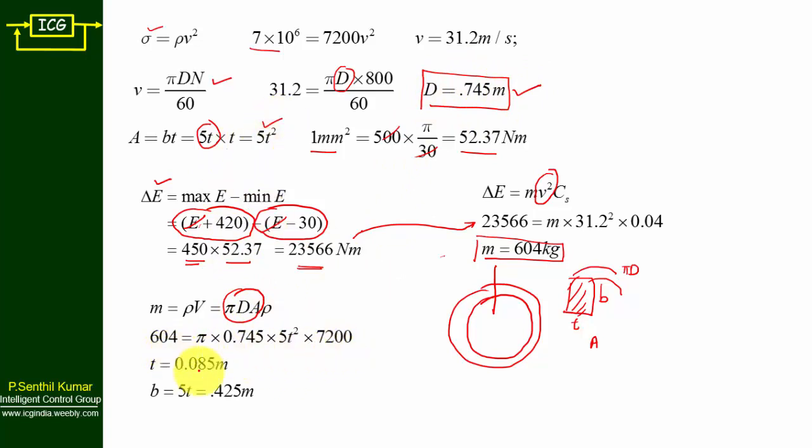All are known values except thickness. Now we can find thickness by rearranging all the terms. Thickness equal to 0.085 meter. If you know thickness, you can easily find breadth, because breadth equal to 5 times the thickness. So 5 into 0.085 meter, you will get 0.425 meter. So this is the value of breadth. This is how you can find the breadth, thickness and diameter of the given flywheel specification using the turning moment diagram.